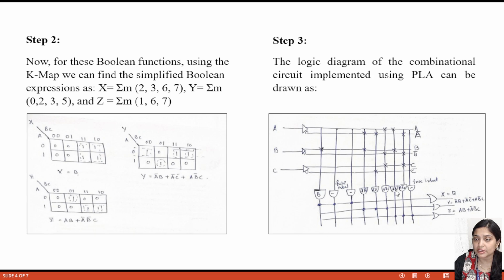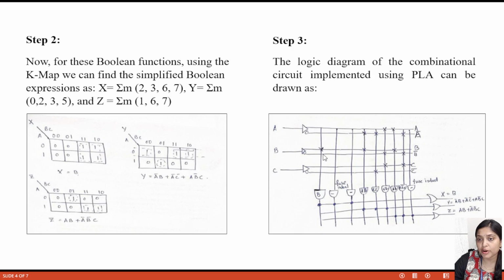So this is the AND gate output AB, this is A bar B bar C, and the last part is actually nothing. So we can consider it as 0, or you can say fuse intact. That means wherever the AND gate output is 0, you can say fuse intact. So these are the points: this point, this point, this point. We do not connect any point here.